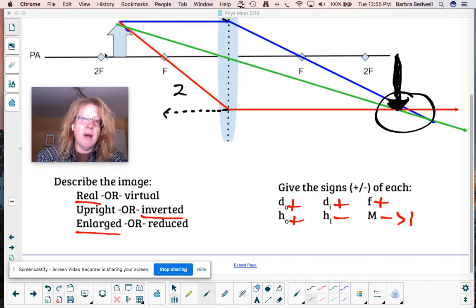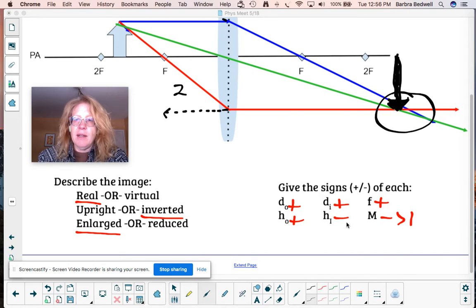As soon as you move inside 2F, your images are going to be larger than the original object was. So our signs here, again, just to review: DO and HO, height of the object, this is the object considered to be positive. DI is positive because it's a real image. Again, it is projected through the lens. You could catch that on a screen with real rays. So it's considered to be a positive DI. HI, because it is inverted, is considered to be negative. It's downwards facing. So even though it's a real image, it's upside down.